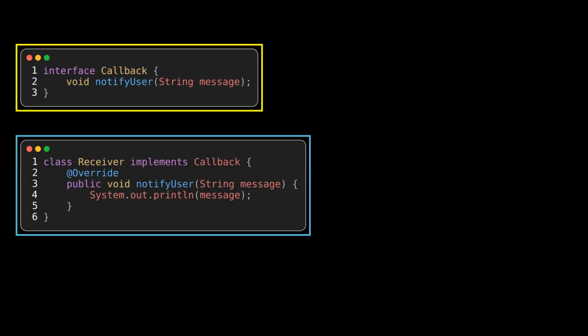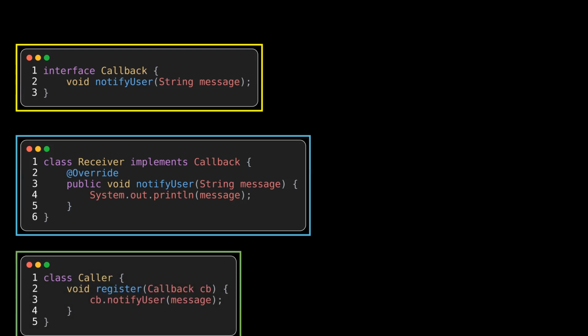The receiver class implements the callback interface. It overrides notifyUser to print a message sent by the caller class. The caller class receives an object that implements the callback interface and invokes its notifyUser method to send a message.